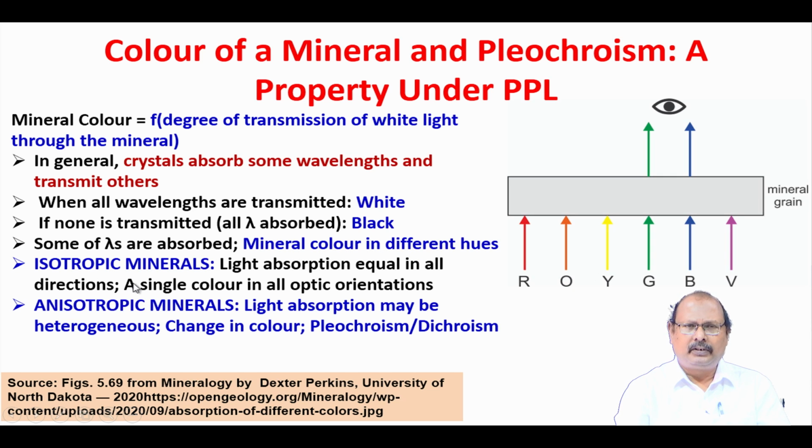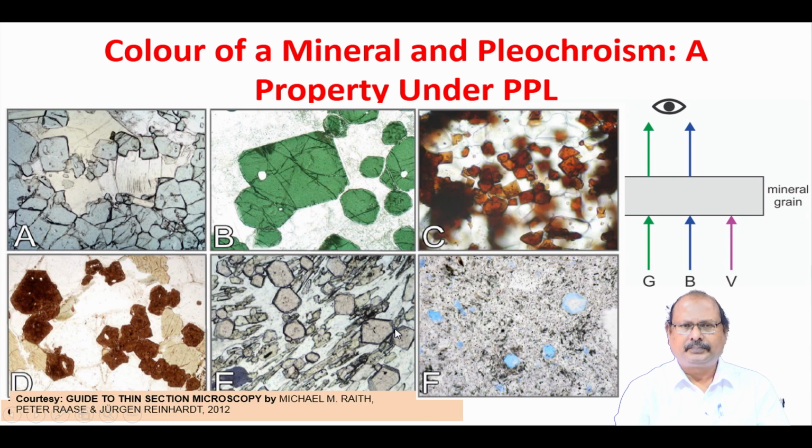In isotropic minerals, the light absorption will be equal in all directions. You will see a single color in all optic orientations here, because you know that this is the circular section of the indicatrix. So, you will have only one vibration here. For anisotropic minerals, light absorption may be heterogeneous, and for different vibrations there will be different absorption, and there will be a change in color with optic orientation, and this we call pleochroism or dichroism here.